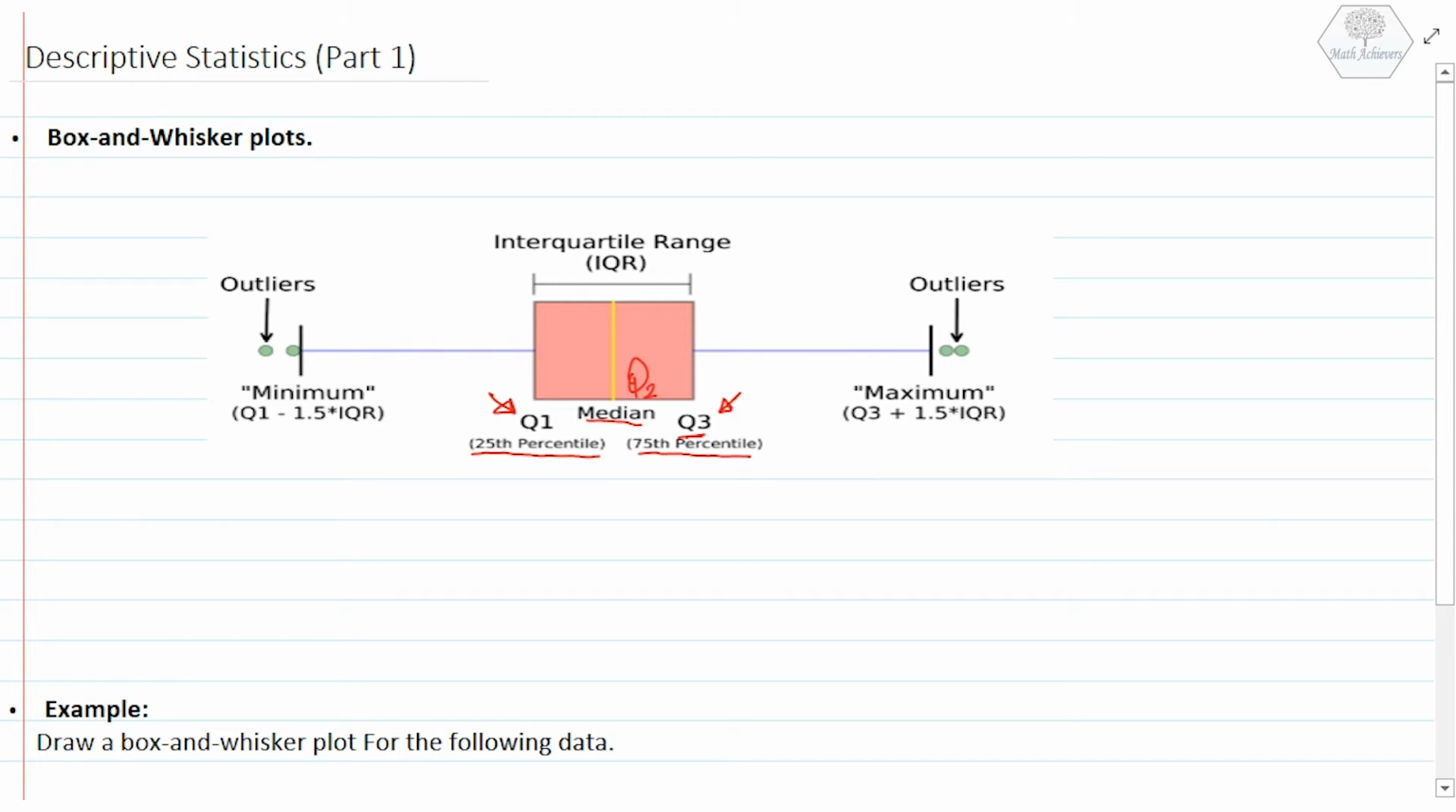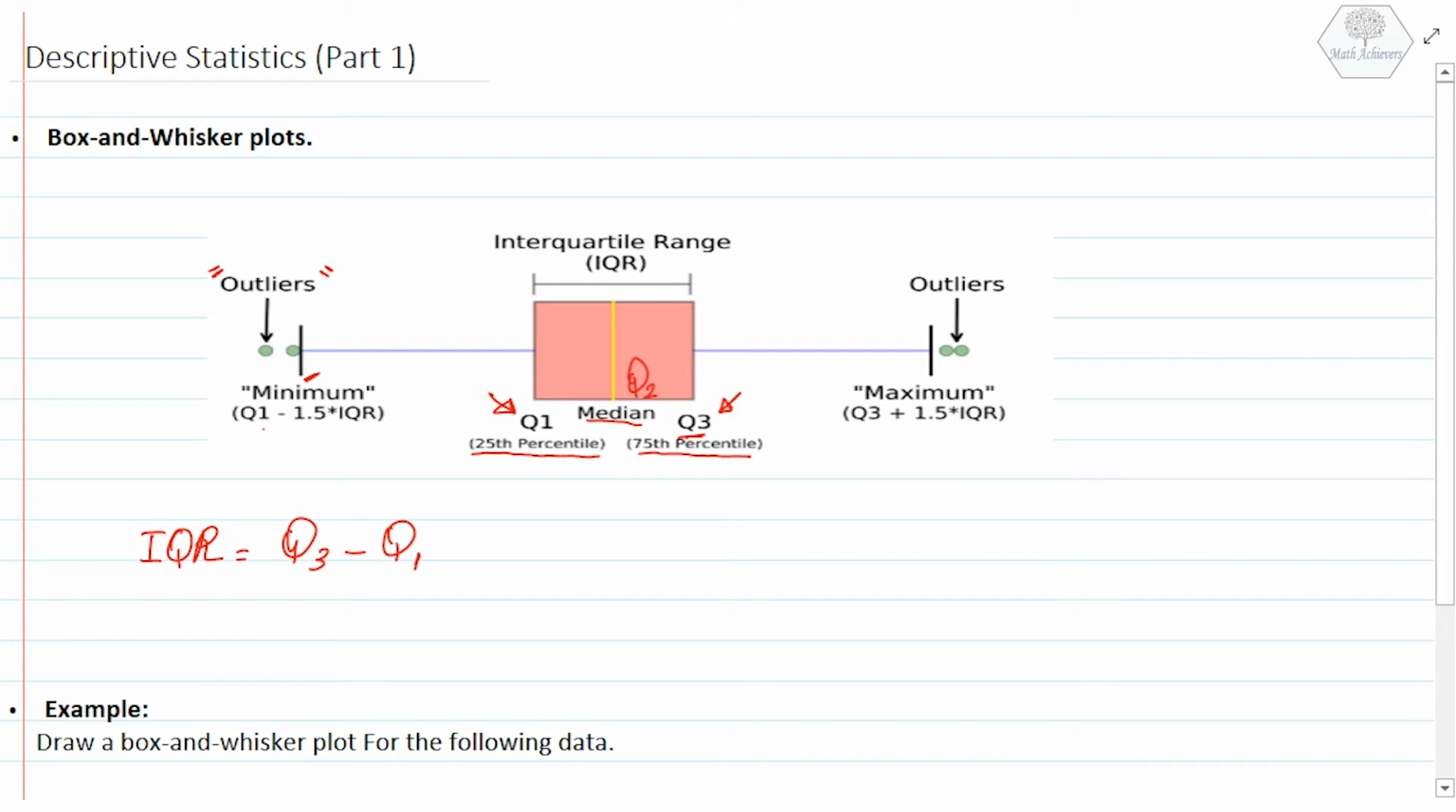Moreover, I have the minimum in here. This value corresponds to Q1 minus 1.5 times IQR, where IQR, which is the interquartile range, is equal to Q3 minus Q1. And any value which is less than Q1 minus 1.5 IQR, I consider to be an outlier.